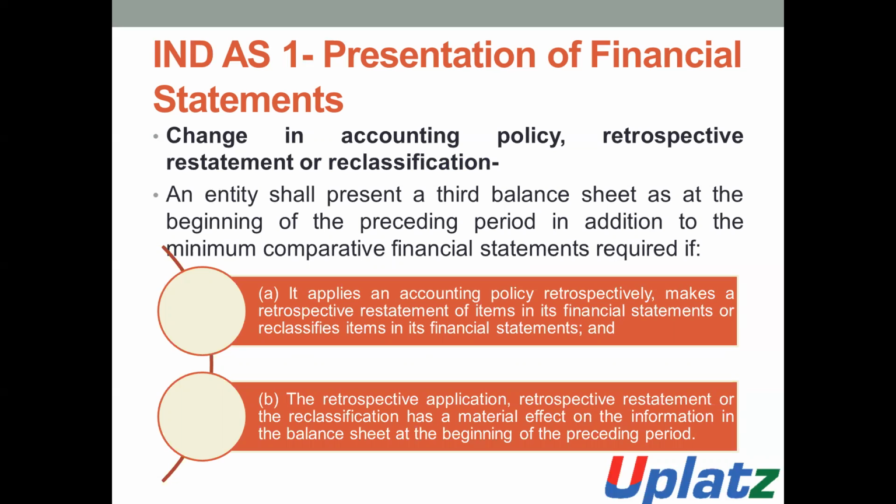When the entity applies an accounting policy retrospectively and makes a retrospective restatement of the items in its financial statements, or the entity reclassifies the items in its financial statements, that is, when there is an entity which is applying an accounting policy retrospectively, making a retrospective restatement of items in financial statements, or reclassifying the items in financial statements, then the entity will prepare a third balance sheet.